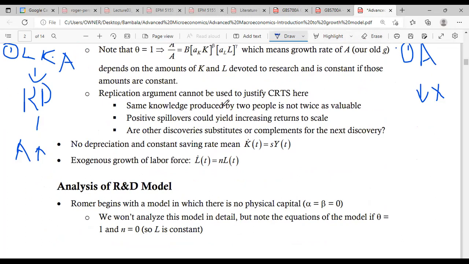Some knowledge produced by two people is not twice as valuable. This is quite clear. If you and I produce the very same knowledge, it's not really counted as much, because we are just producing the very same thing. So some knowledge produced by two people is not twice as valuable. Okay, so positive spillovers could yield increasing returns to scale.